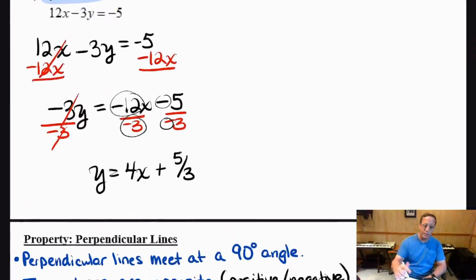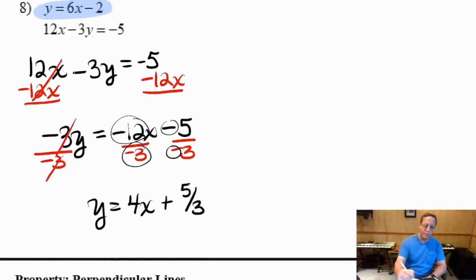Well, they are not parallel. They definitely have different intercepts, but that doesn't matter. What matters is, are the slopes the same? So for number 8, the first equation has a slope of 6, and for this one, the slope is 4. So these are definitely not parallel.